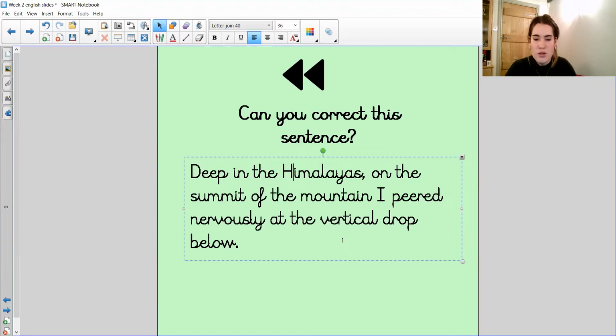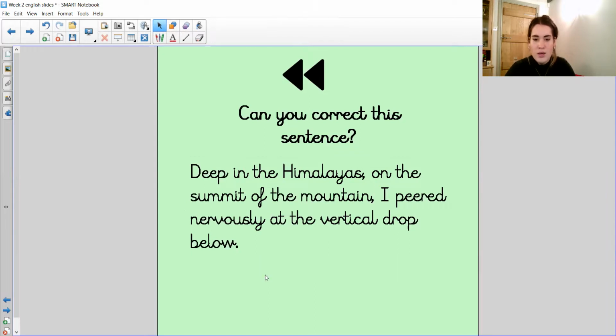I peered nervously at the vertical drop below. Now, here I've had a little go using what we used yesterday, where we used 2, or you could have used 3, fronted adverbials to describe where. Now, we need to remember that after our fronted adverbials, they both need a comma. Okay, so I've got one after my first one, and then another one after my second one to separate it from the rest of our sentence. Okay, I'm just going to read my sentence back, check that I'm happy with it. Yep, got my capital letters, got my commas. Wonderful. Okay, so there I've just got my brain engaged, starting to think about what I need to do when I'm writing my sentences.